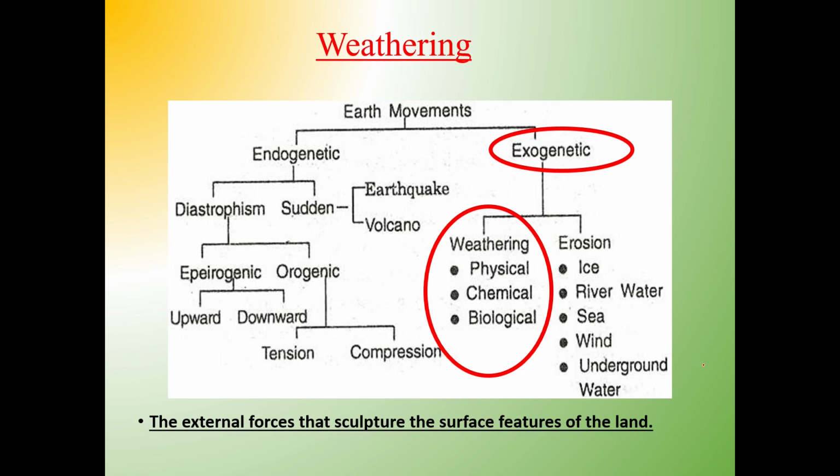Weathering. Earlier we have learned about the earth movement, especially endogenic movement. Today we are going to learn exogenic movement. In that, preferably we are going to start with weathering. Weathering is the external forces that sculpture the surface of the earth. In the endogenic forces, the landforms were formed, whereas in exogenic forces, these landforms are getting sculptured.